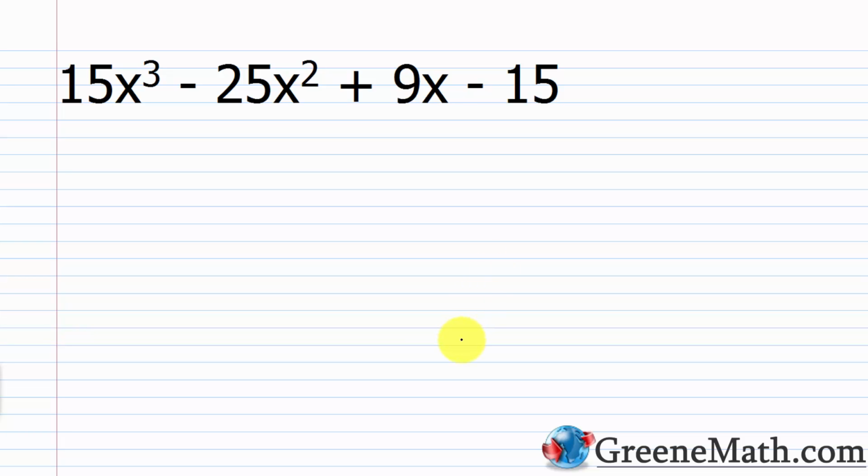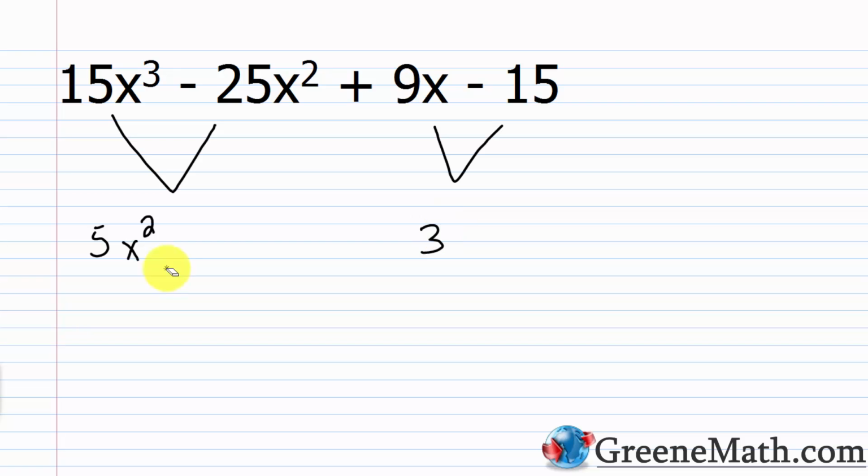So I have 15x cubed minus 25x squared plus 9x minus 15. The first thing I always do is think about, if I set it up into 2 groups of 2, just as they are, could I pull something common out from each? If I look at these 2 terms and made them into a group, I see they have a 5 that's common and an x squared that's common. So I could pull that out. If I look at these 2, they both have a 3 in common.